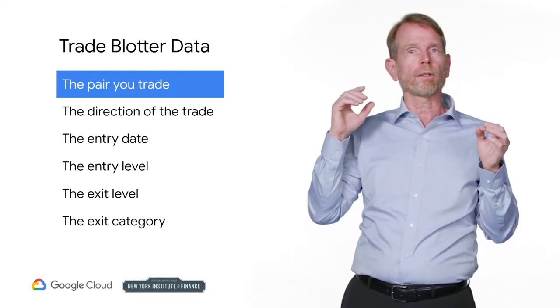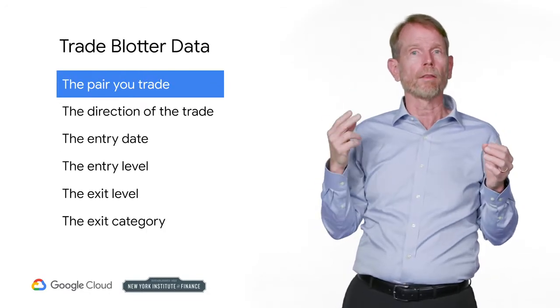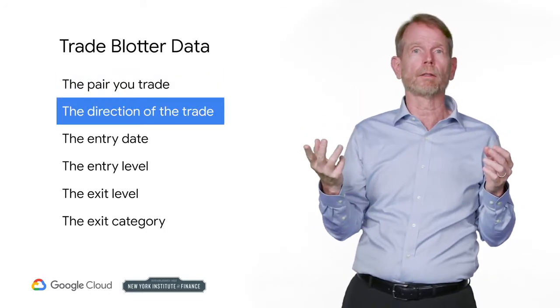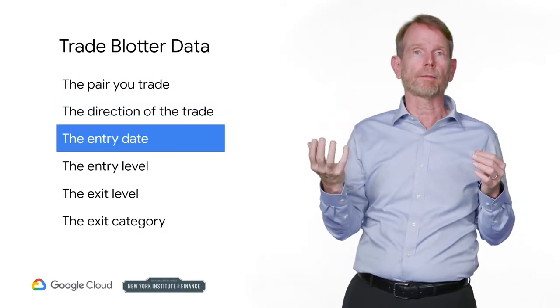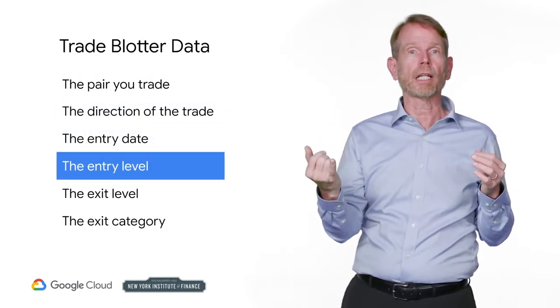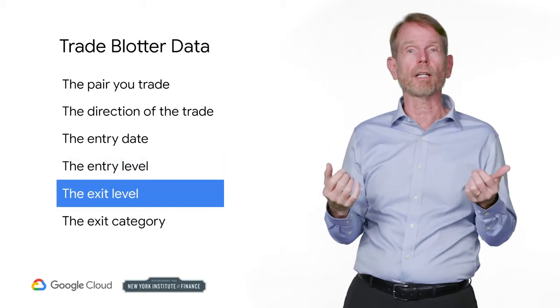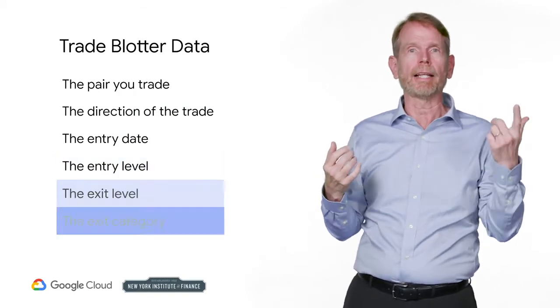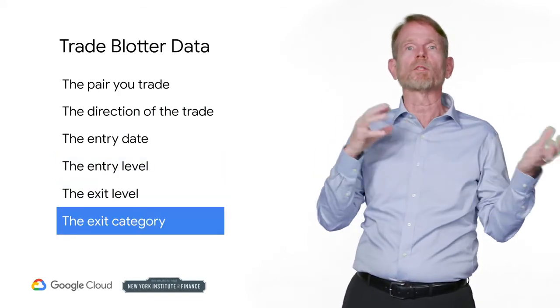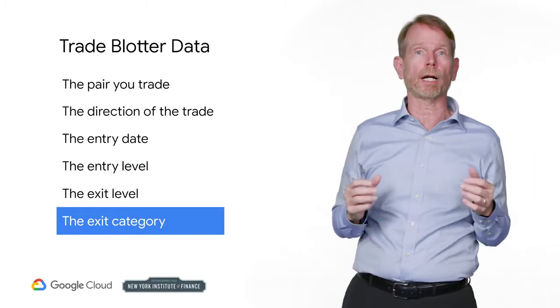You will record the pair you trade, the direction of the trade, the entry date, the entry level, the exit level, and the exit category, whether it was profitably exited or stopped out. Now we will focus on quantifying and implementing a trading rule.